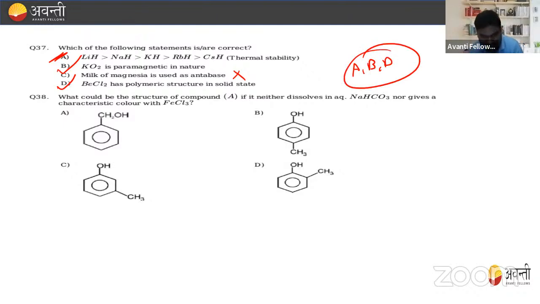What could be the structure of the compound A if it neither dissolves in NaHCO3 nor gives a characteristic color with FeCl3? Yes, you have to give the answer for this question. What is that? It is A, right? The compound A is neither a phenol, since no color with FeCl3, nor has a carboxyl functional group, and does not dissolve in aqueous base, right? So this is the correct one.